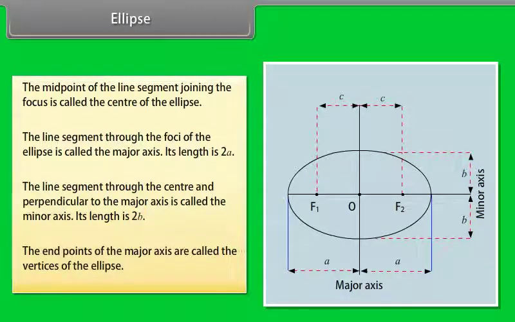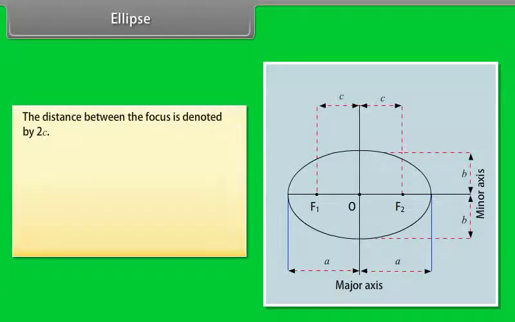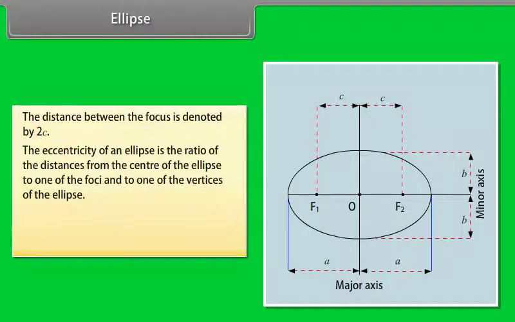The endpoints of the major axis are called the vertices of the ellipse. The distance between the foci is denoted by 2c. The eccentricity of an ellipse is the ratio of the distances from the center of the ellipse to one of the foci and to one of the vertices of the ellipse. That is, e is equal to c upon a.